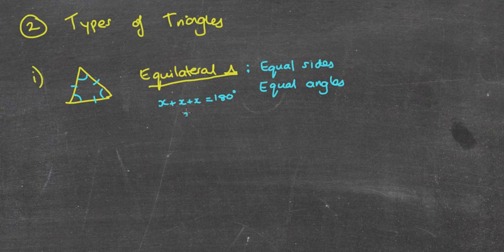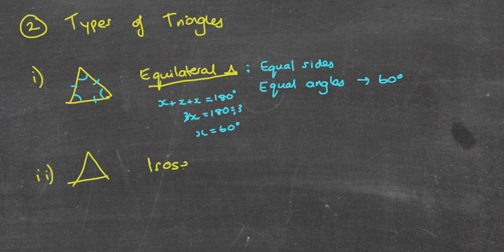then that means I've got 3x equals 180. So if I divide that by 3, because there are 3 equal angles, we get x equals 60 degrees. So not only are all the angles equal, they are also equal to 60 degrees each. So that's what an equilateral triangle is: all equal sides, and the angles are all 60 degrees. The next triangle, which is quite significant, we're going to call the isosceles, and I just spelt that wrong.